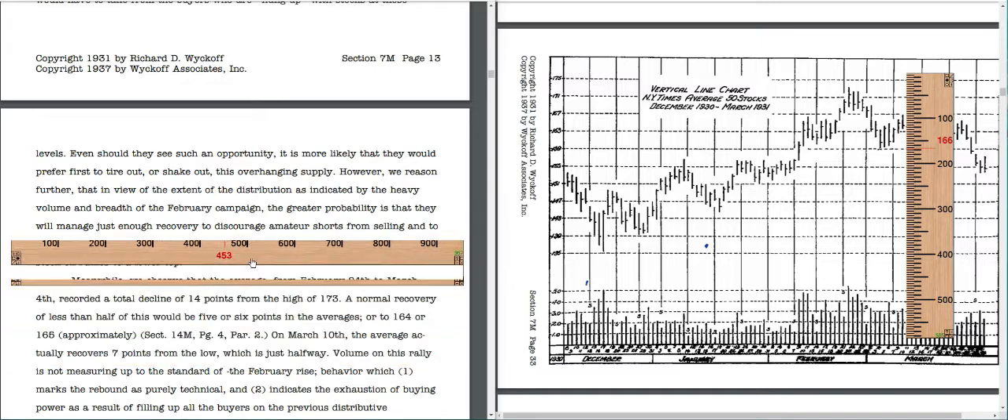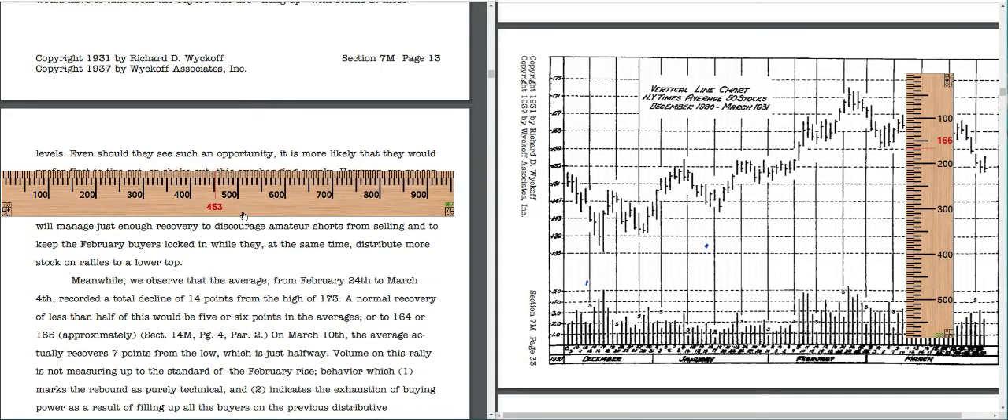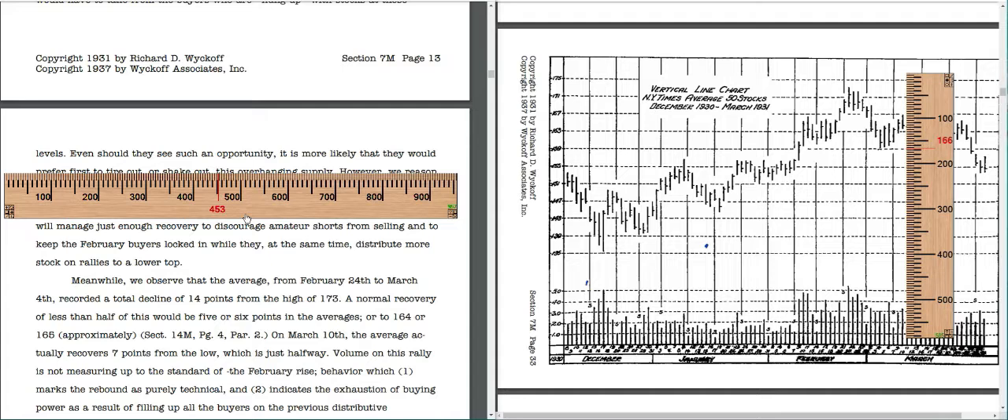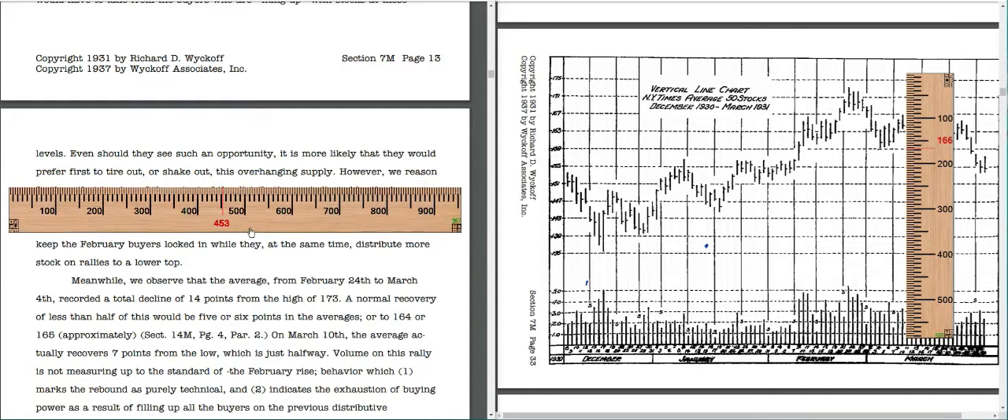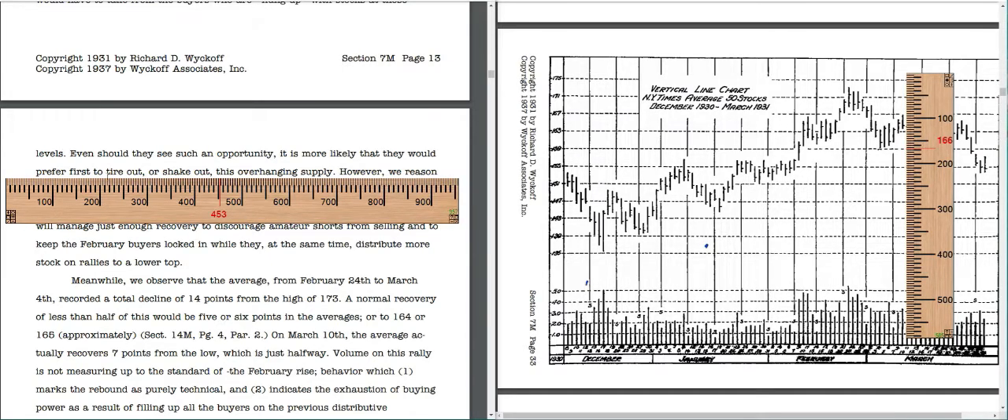Anyway, even should they see such an opportunity to go higher, it is much more likely that they would prefer first to tire out or shake out. Tire out is time manipulation, which means they just go sideways and sideways and sideways and tire out the people, or shake them out, which means there has to be a stop run. The stops would be, the worst case, probably down here below this absorption area. So just do a shakeout. You've got to tire out or shake out this overhanging supply.